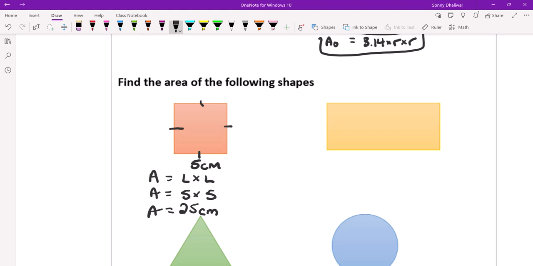Now 25, not centimeters. Centimeters squared. Remember, area always has square units. So whatever the unit here, centimeters, we square it. Because the area is the inside, correct? The area is, yes, the amount of space the inside takes up. Okay. All right. Next one.